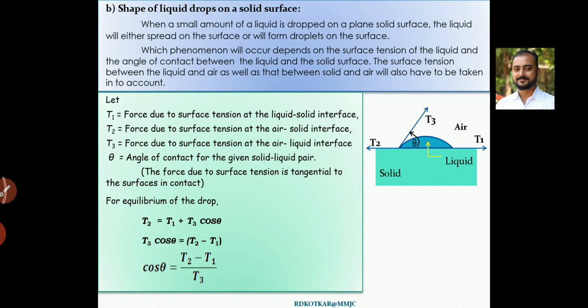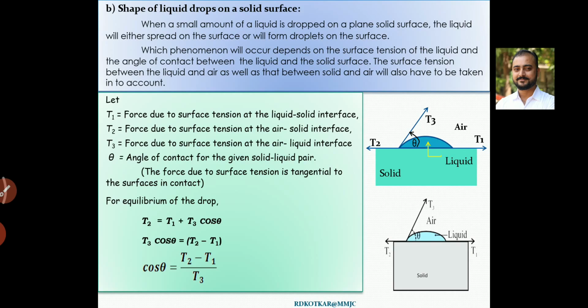Therefore, what we can say is that cos theta is equal to (T2 minus T1) divided by T3. Okay, so this diagram is given in your book, which looks like this. The same diagram can be shown here by making the animated view. So we will get the formula for the formation of meniscus, or the shape of the liquid drop.